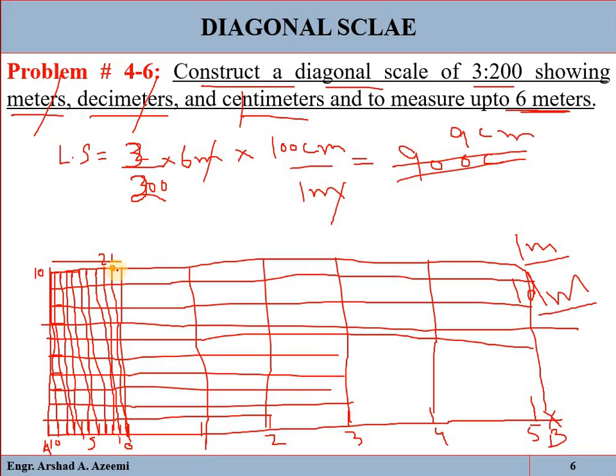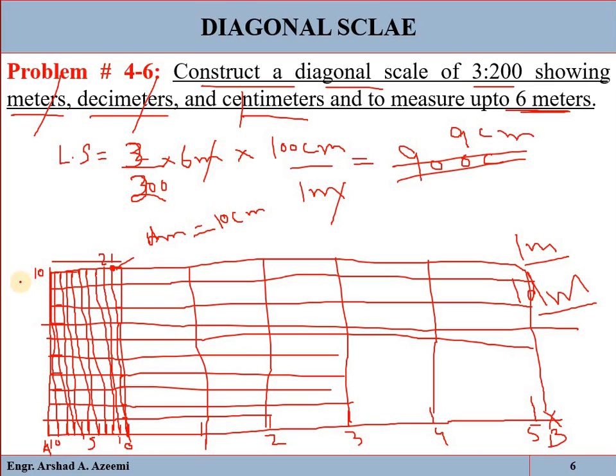Okay, so this distance is 1 decimeter, this is 0.9 decimeter, this is 0.8 decimeter, 0.7 decimeter, 0.6 decimeter, 0.5, 0.4, 0.3, 0.2, 0.1. 0.1 decimeter means 1 centimeter, 0.2 decimeter means 2 centimeter, 0.3 decimeter means 3 centimeter. Okay, so see, the 1 decimeter is further divided into 1/10 multiple, it means that it is further divided into 10 centimeter.